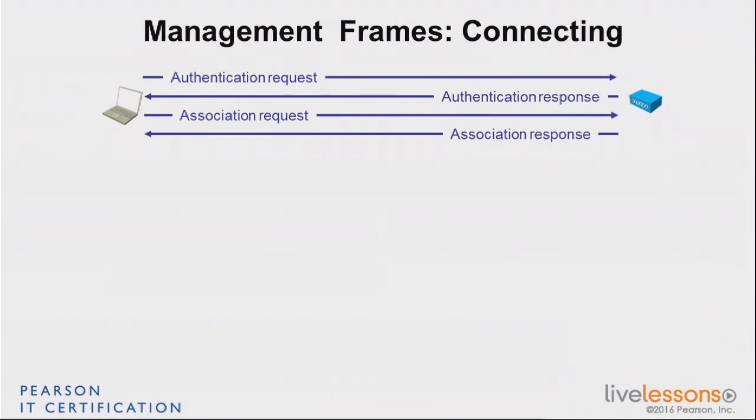Then later on, security people said, well, authentication, that's security, there should be security there. So some security aspects were added. But keep that in mind. Initially, it's just validating that you are a valid 802.11 device. And if you are, then you say, I want to join your cell. That's the association request. And the AP responds, here you go.